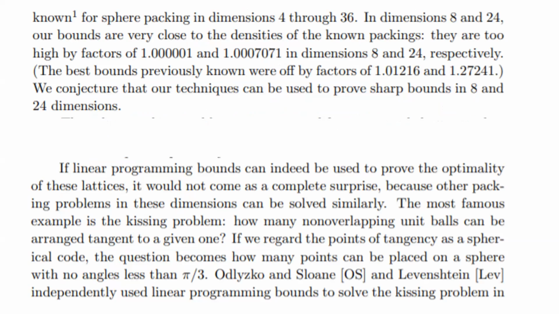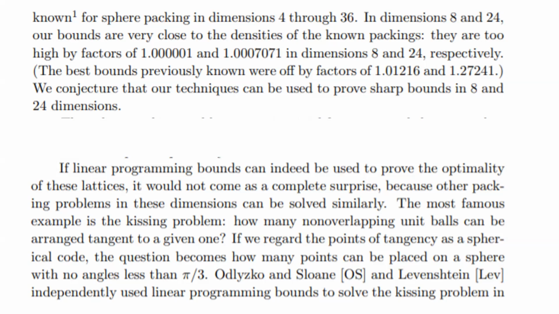Okay, so just two snippets from the beginning of the paper. The first is they talk about how in dimensions 8 and 24, the bounds are extremely close to the densities of known packings. They're too high by factors of essentially 1. And so they believe that their techniques can be used to prove sharp bounds in dimensions 8 and 24. They're not missing by much. And you can see that this is a significant improvement over what there was before. And that's one of the things I want to talk a little bit about today: how do you measure different quantities, different results, and get a sense of the caliber of the result, the difficulty of the improvement.